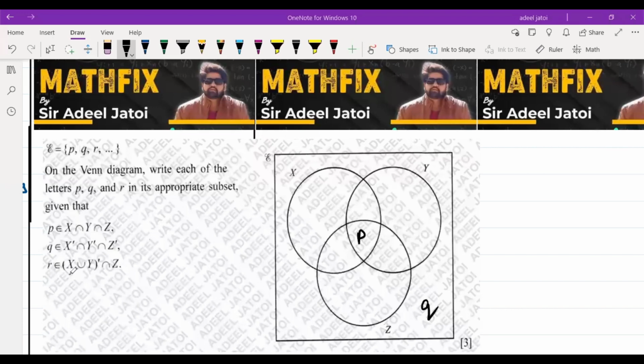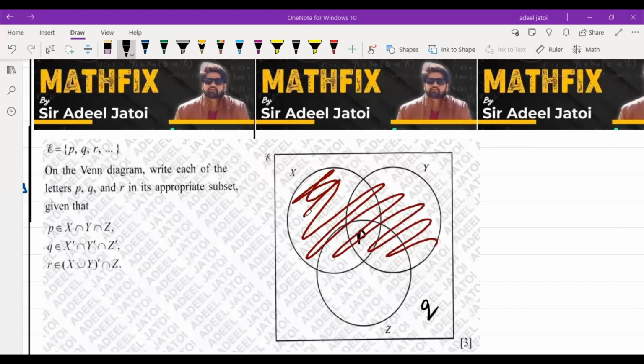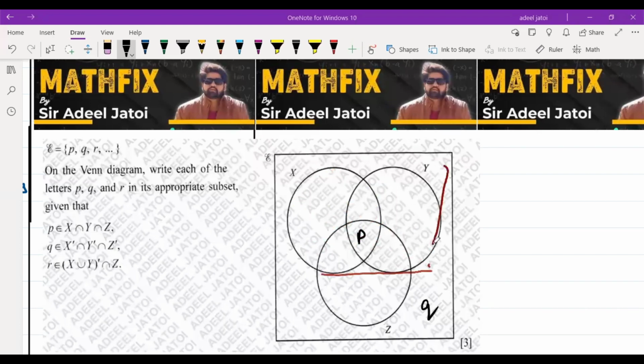Then it says R is equal to X union Y complement. That means this part, X union Y. Out of X and Y whole, complement means outside this. So outside this circle, right? Intersection Z. Intersection Z means this Z is whole. So outside these two circles, but obviously in common with Z. So this part will be shaded.